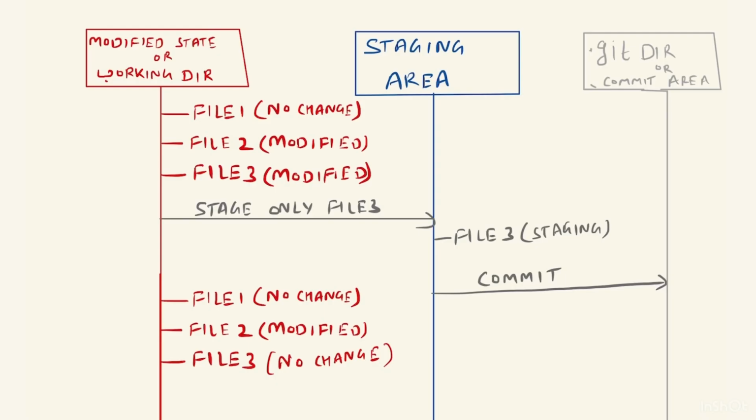But the point here is for you to remember that we have 3 areas. Modified is in the working directory, staging means ready to commit, and the .git directory means you already committed the changes and your directory is up to date.